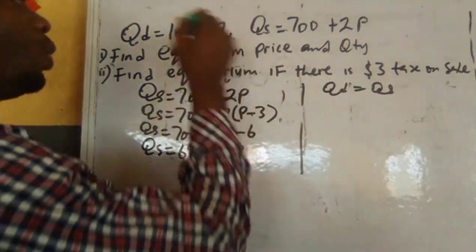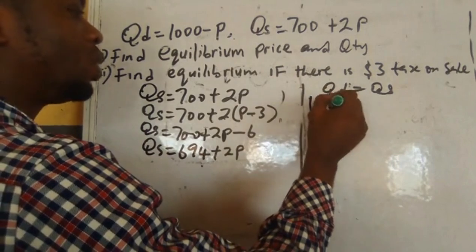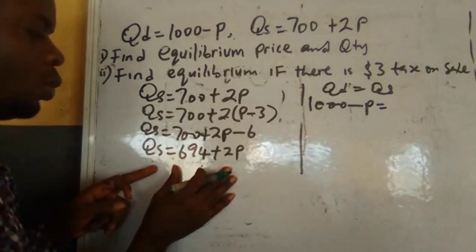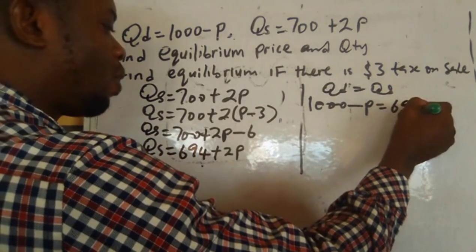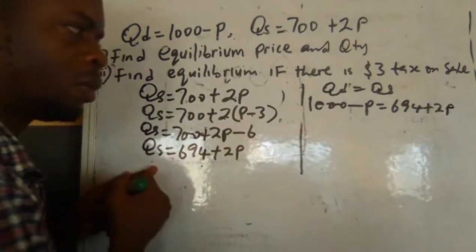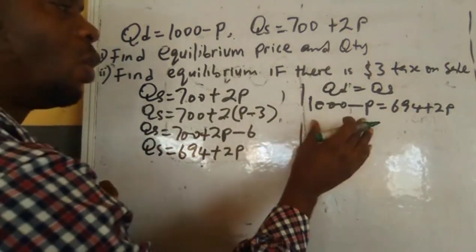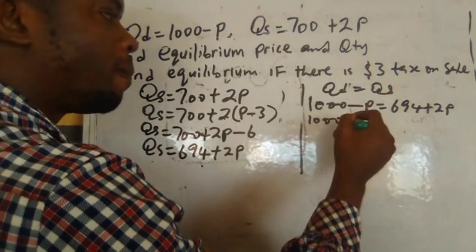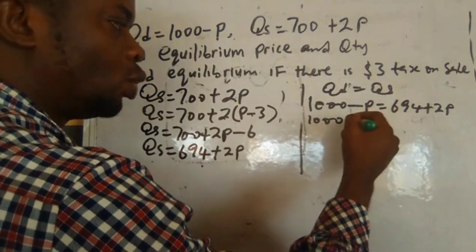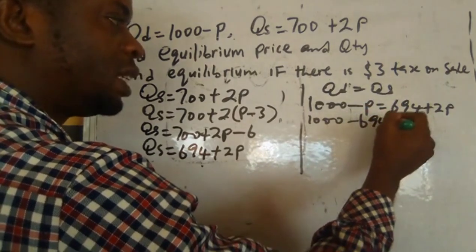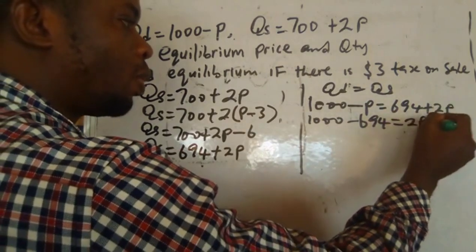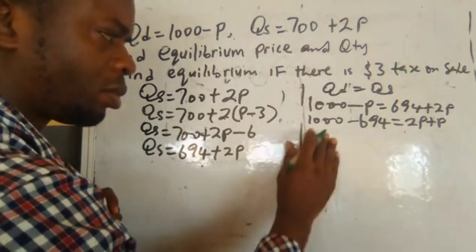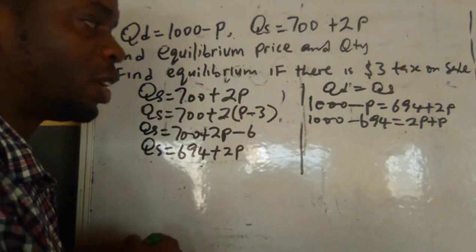So we can now write, we still use the normal quantity demand, which is 1000 minus P, equals the new supply, which is 694 plus 2P. Do you understand that? Now, what do I do? I still collect the like terms. I'll be having 1000, 694, and I'm collecting the like terms, 2P plus P. So this will give me 1000 minus 694, that's going to be 306.